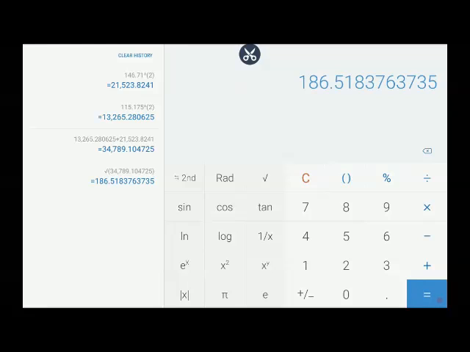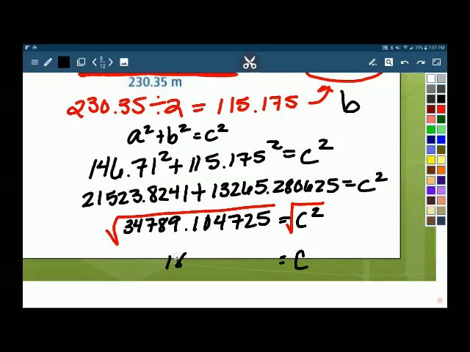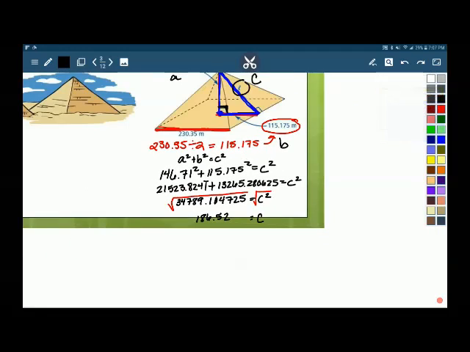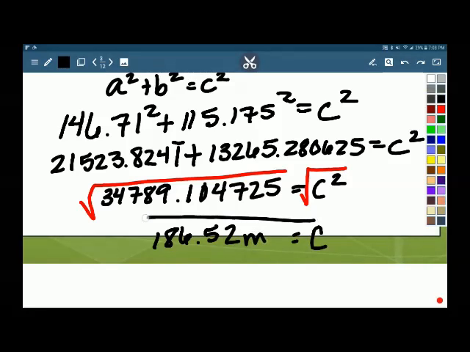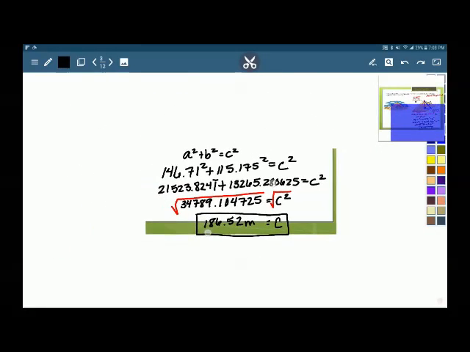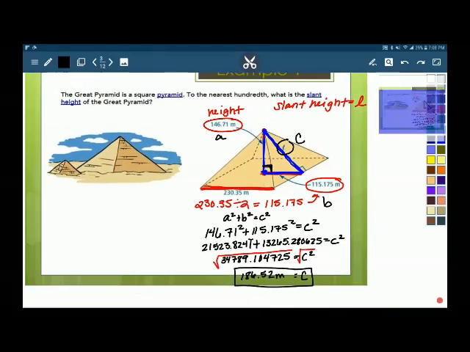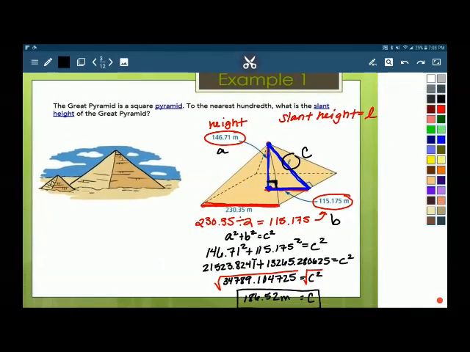And there's my answer. The instructions didn't really have any rounding directions. In this case, you can go ahead and round to the 100th, or you can round to the 10th. I'm just going to round to the 100th. 186.52. And it looks like they have this in meters. So I can say the slant height of this pyramid is 186.52 meters.